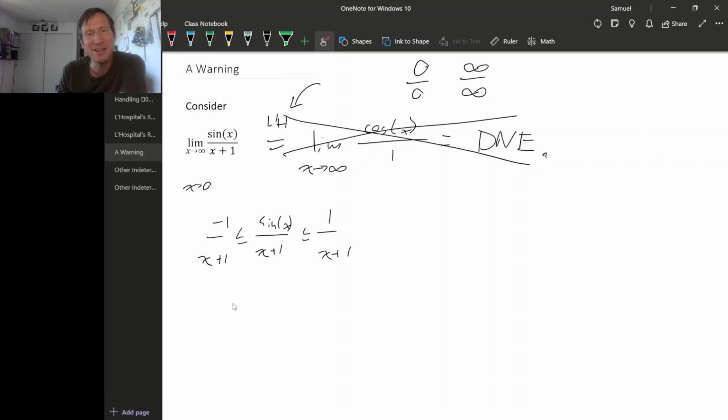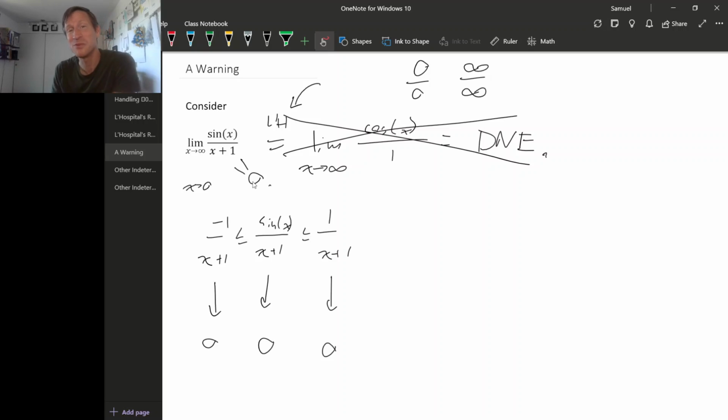But if we take the limit as x goes to infinity, this one on the left goes to 0, and this one on the right also goes to 0, but that means the one in the middle has to go to 0. That's the squeeze theorem. So this limit is actually 0, and it has nothing to do with L'Hopital's rule.